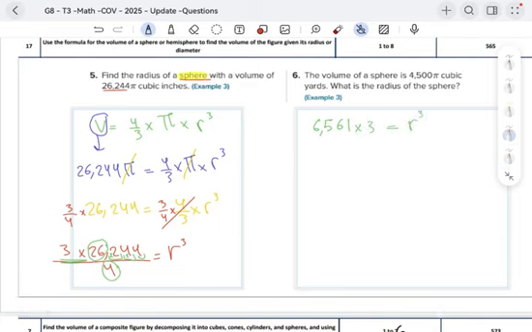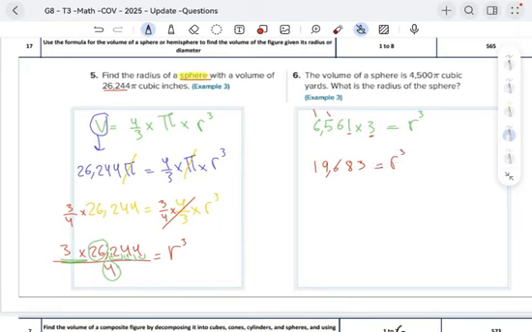Now let's multiply. 3 times 1 is 3. 3 times 6 is 18. 8 down and 1 up. 3 times 5 is 15 plus 1 is 16. 3 times 6 is 18 plus 1 is 19. So we have 19,683. This is equal to the radius cubed.